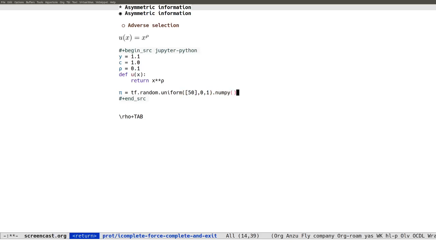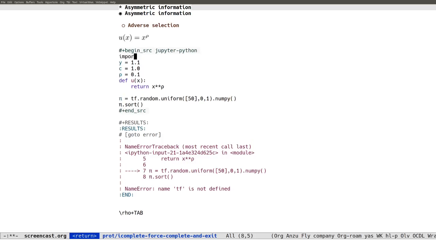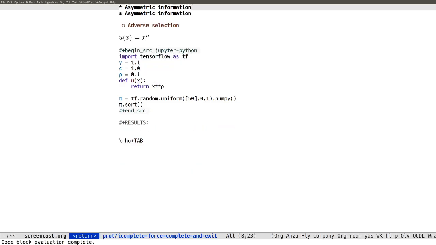And to give it a nice representation, we're going to use NumPy. And now we're going to sort this vector. I made a mistake. TensorFlow is not defined, so apparently I didn't import this. Import TensorFlow as tf. Here we go.